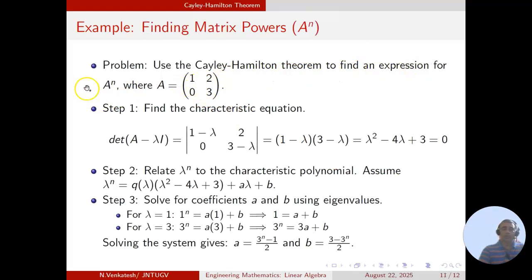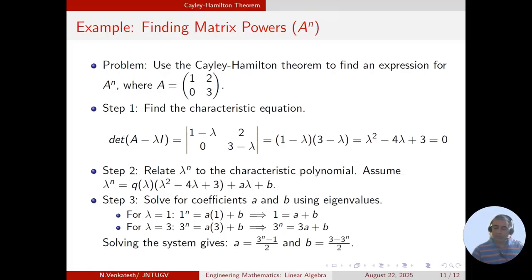Now for that, what we do is we will find some expression for A power n. So let us consider the characteristic equation from the last example. If you consider the matrix 1, 2, 0, 3, then we will get lambda square minus 4 lambda plus 3 equal to 0. Now, as we know, the matrix also satisfies that, that is A square minus 4A plus 3I equal to 0. This is from the polynomial division theorem.